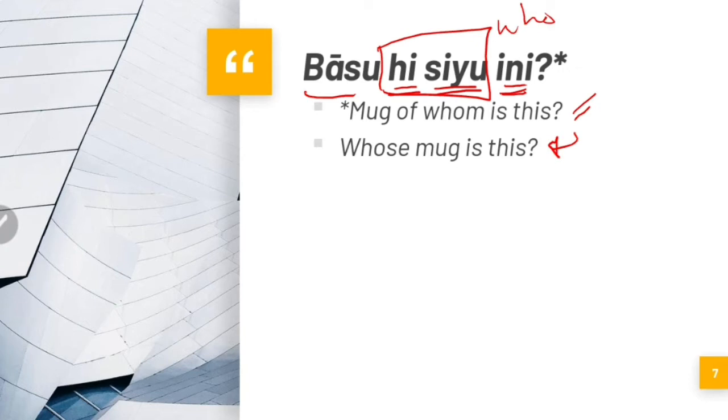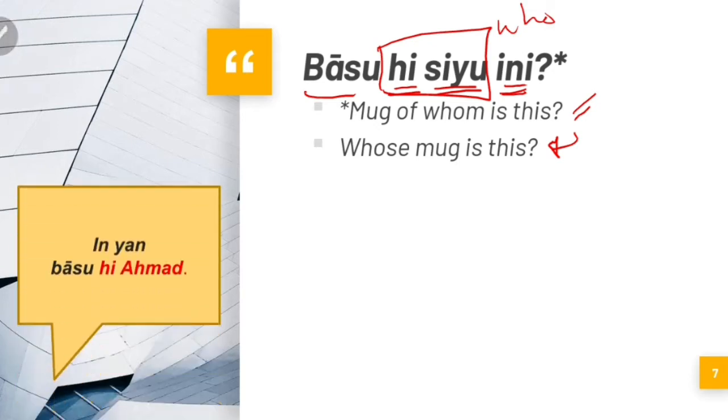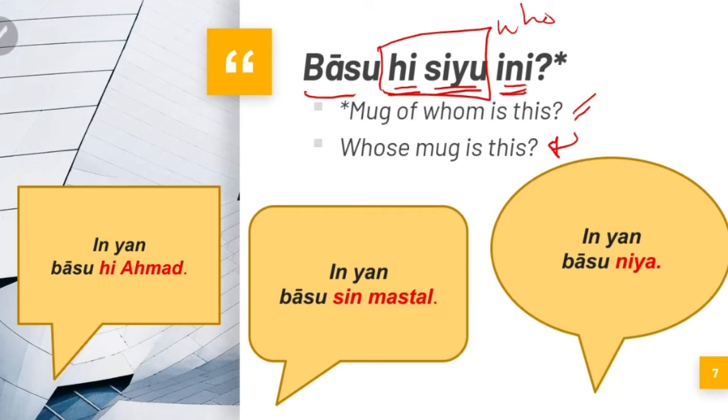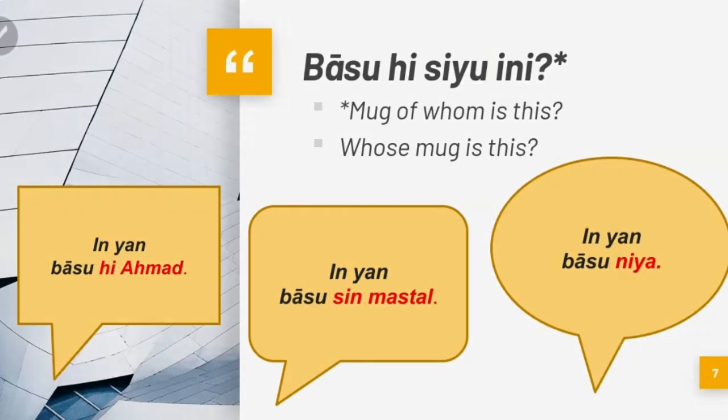So in this kind of way of asking, we can reply in three ways as well. Here they are. First, you can say inyan basuhi Ahmad. Inyan basusin mastal. Inyan basu niya. So observe here that in the first example, we used a relator, he. This is now a dependent relator followed by a proper name, and we have the relator sin followed by a common name, and lastly we used an oblique pronoun niya.